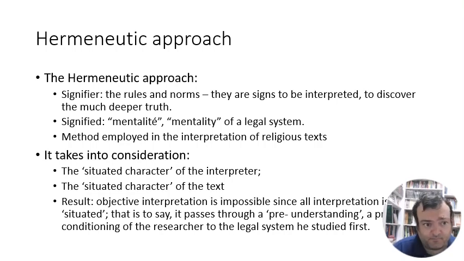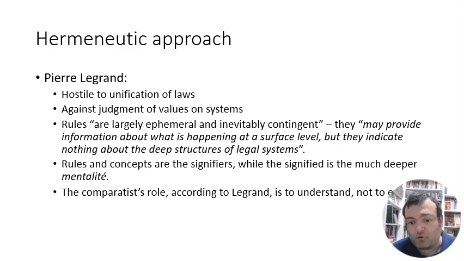So building on that, Pierre Legrand considered that it is impossible to unify laws because every law is just a signifier for something much bigger, which is the mentality of a certain legal community. And these mentalities are never the same. So why should we unify law? By unifying laws, it means we are also unifying the underlying cultures and mentality, which would be not a good thing. It would be kind of legal imperialism and enforcing a certain model, certain system on other people.